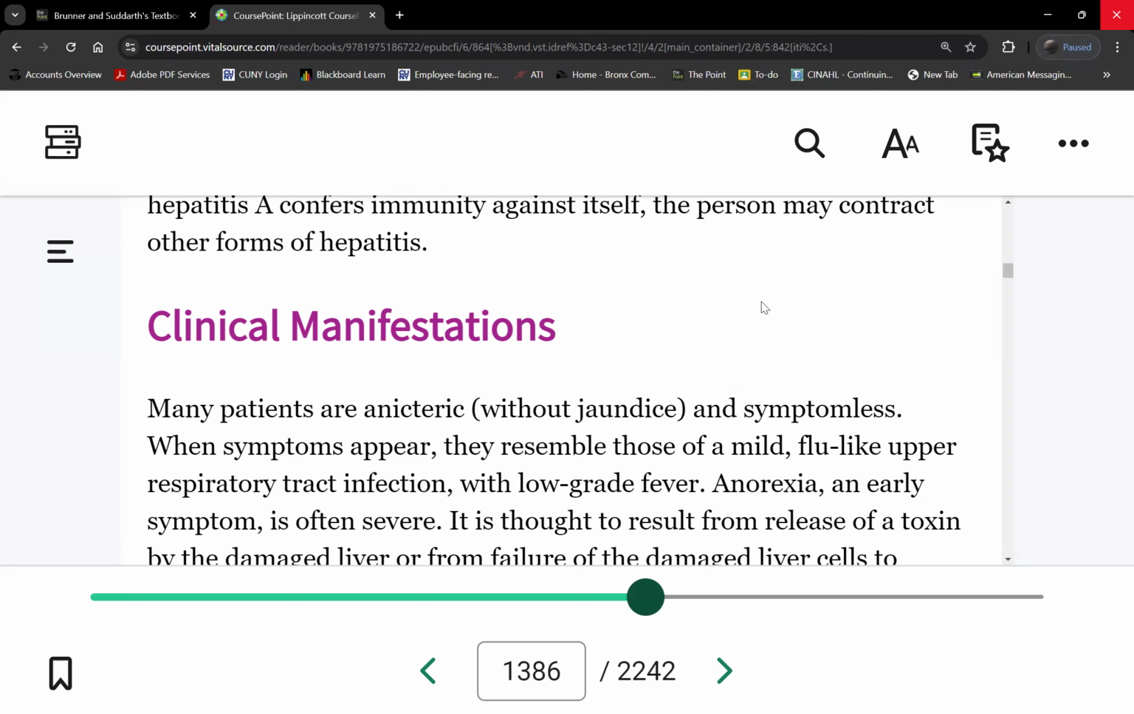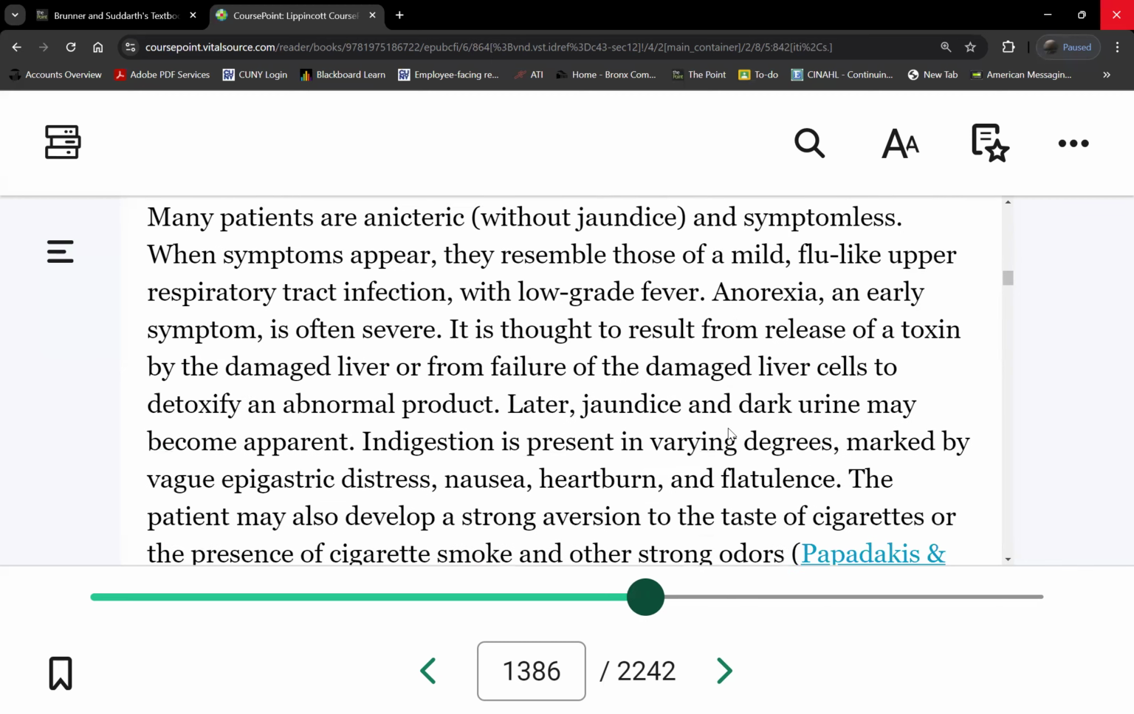Okay, so how is it transmitted? Which implies prevention. Prevention means you know how to prevent the transmission, and then signs and symptoms, and finally patient teaching. Patient teaching, of course, includes signs and symptoms as well as prevention or transmission. It's all related.